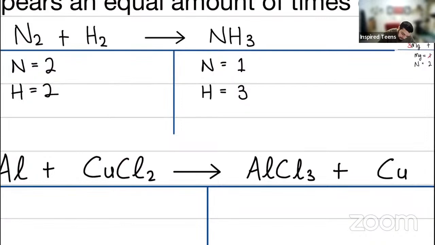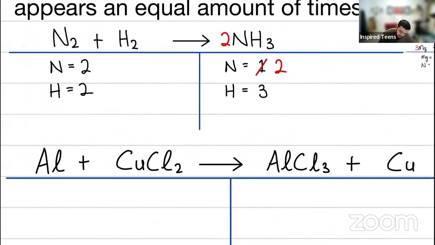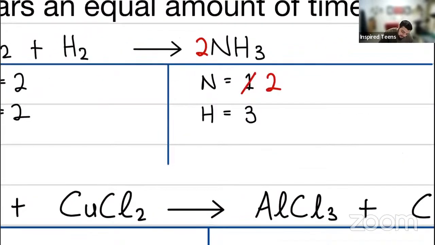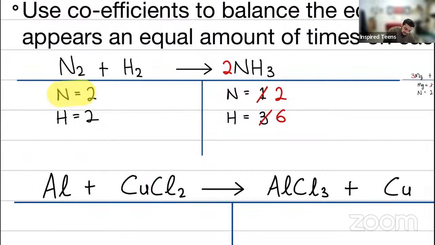So what we can do is multiply the compound that has nitrogen on the right-hand side by 2, and that automatically changes this from 1 to 2. But what happens now is it multiplies the N by 2, but it also multiplies the H by 2. So currently we have 3 H's. It multiplies that by 2 and it gives us 6. So now we've balanced our nitrogen. That is fine. We are happy with that.